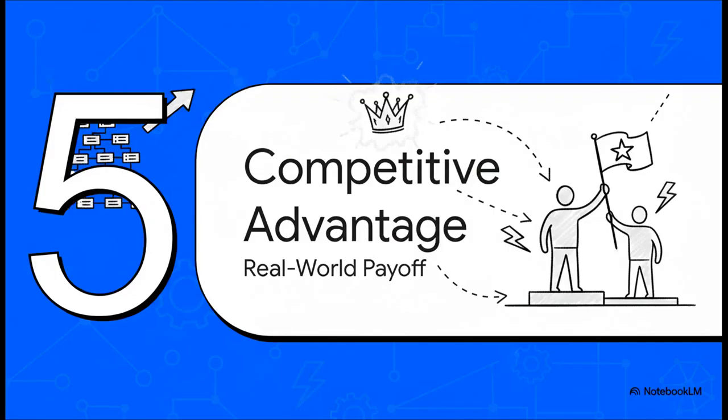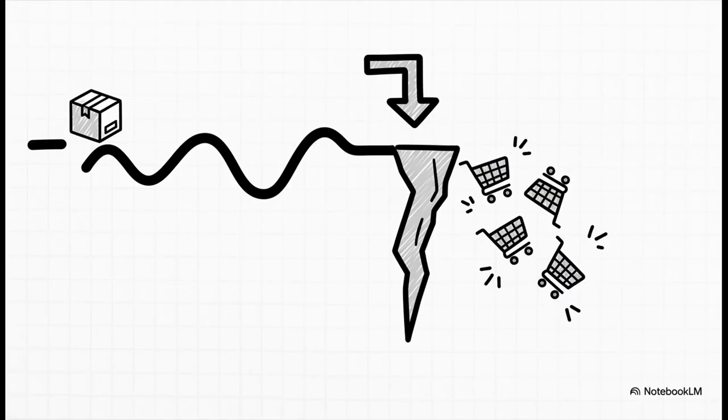All right, finally, let's talk about the payoff. Why would you go through all this trouble? Because a true observability platform gives you a massive competitive advantage. Let's just run through a quick, real-world scenario. A new release goes out, and suddenly, your e-commerce site sees a huge spike in abandoned shopping carts. Revenue is on the line.